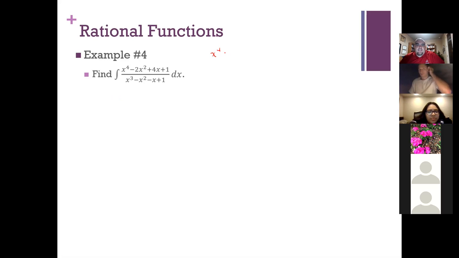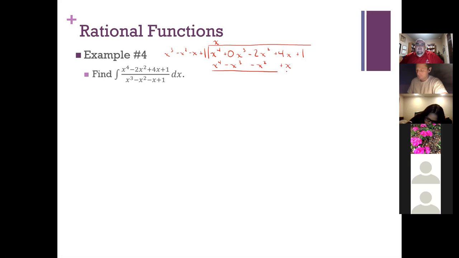Right. So it's all about the degrees of the numerator and denominator. We haven't seen it yet, but it's not just that the degree in the numerator is larger. It's that it's at least as large. If they're the same, you still have to do this. So, divide this by a cubic, x cubed minus x squared minus x plus 1. Divide x cubed into x to the fourth, you get x. Then multiply that through: x to the fourth minus x cubed minus x squared plus x. Subtract.